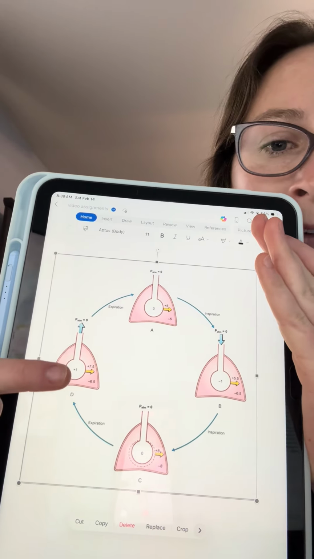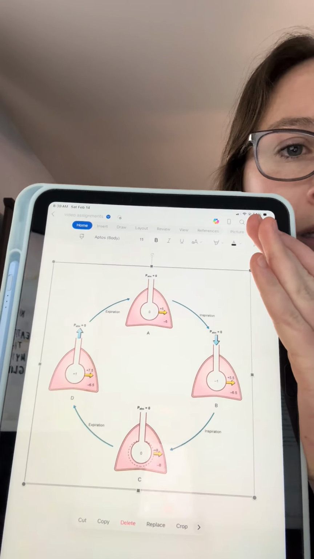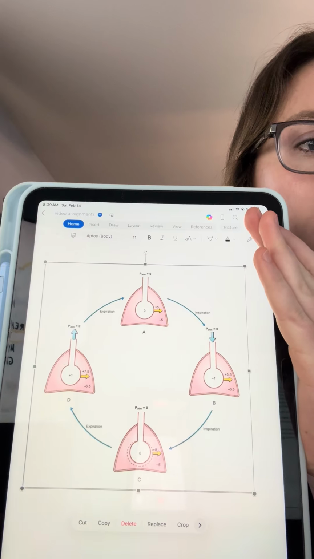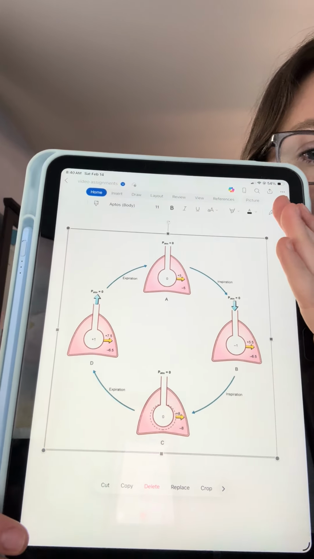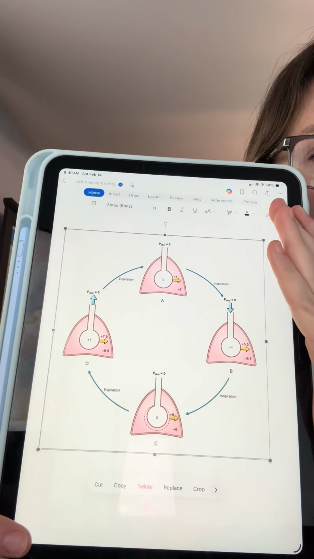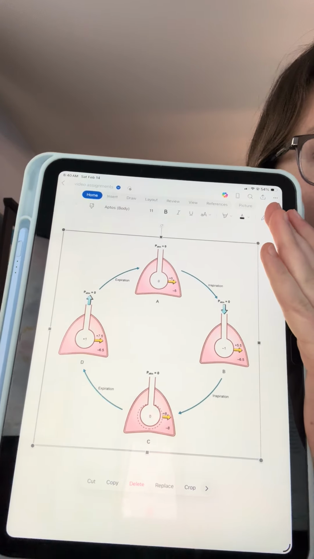This is where our diaphragm relaxes, so it moves up. This is normally a passive process as it is driven by the elastic recoil of the lungs. As you can see, we have a high elastic recoil at the end of inspiration.